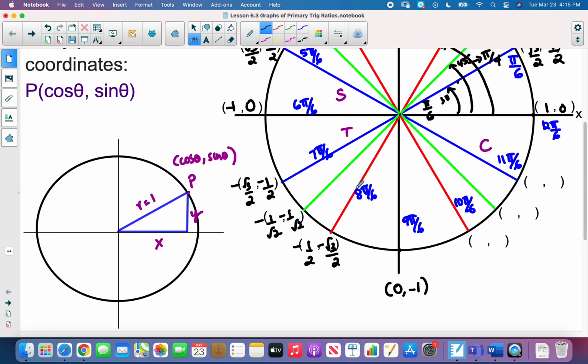And finally, in the last quadrant, 10 pi over 6, it will be the same one half and root 3 over 2. Cos is going to be positive, but sine will be negative. These will be the same as pi over 4, 1 over root 2.